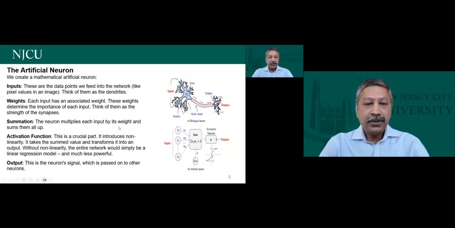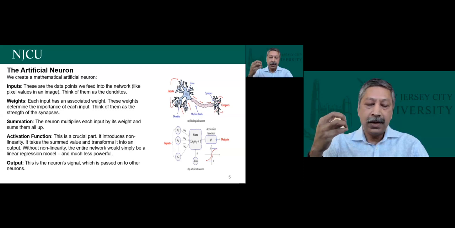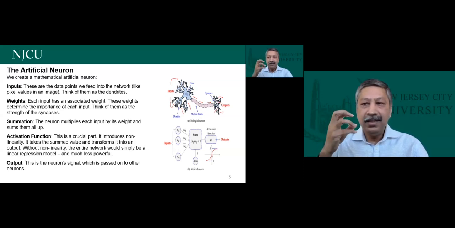So this activation function introduces the nonlinearity into the network, right? So it transforms the summation into an output. So here you're talking about a model that can introduce a lot of nonlinearity into the modeling. That's the key thing about neural networks. They can capture a lot of nonlinearity, right?